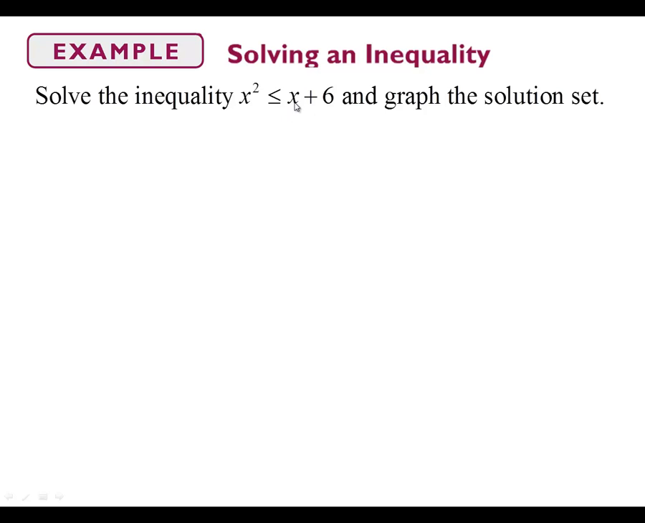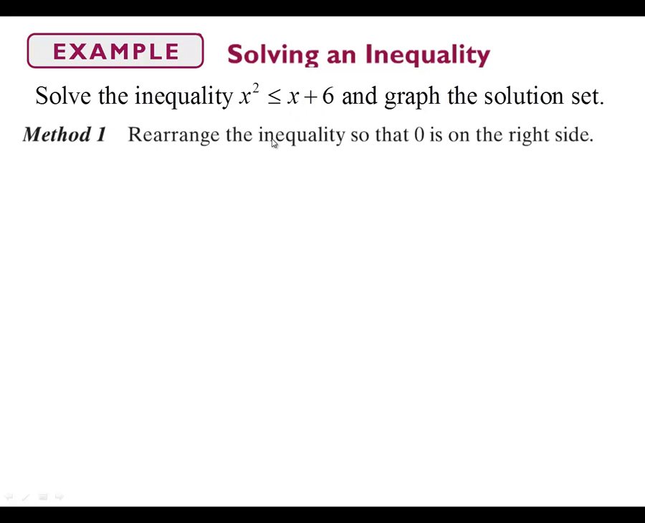First thing you have to do is get everything to one side so that it's less than or equal to 0. So we have to apply minus x to both sides, and we have to apply minus 6 to both sides. So that's what we're doing, rearranging the inequality so that 0 is on the right side. And we get x squared minus x minus 6 is less than or equal to 0.